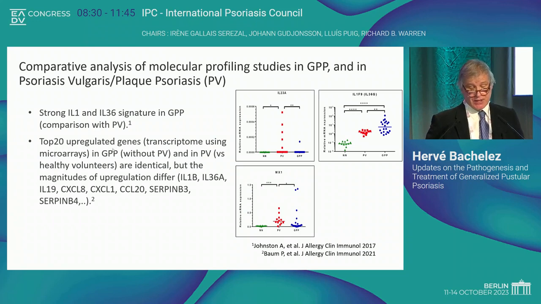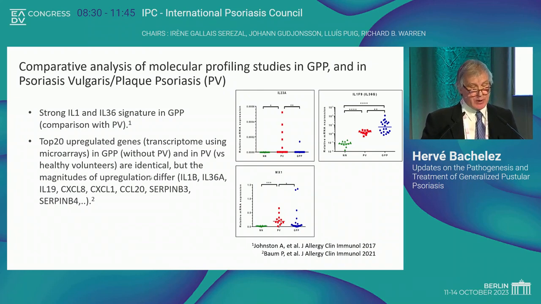And also the top 20 upregulated genes, so you may say, these are very different diseases, psoriasis vulgaris and GPP, because we don't find the IL-36RN mutations in psoriasis vulgaris. That's crystal clear. And in patients with both psoriasis vulgaris and GPP, you have an underrepresentation of the IL-36RN variants. So the IL-36RN is not the driver of the association between psoriasis vulgaris and GPP. But the top 20 upregulated genes in GPP and in PV are identical. And that's quite puzzling.